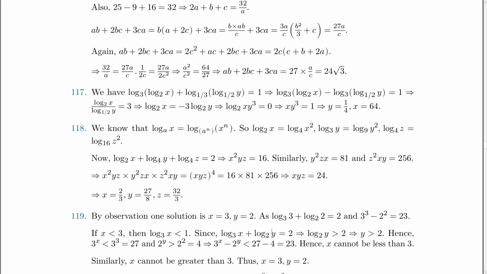Similarly, we can prove that x cannot be greater than 3, because if you put x greater than 3, then y will automatically become less than 2. And that means 3 to the power x minus 2 to the power y will be greater than 23. So x cannot be greater than 3. Therefore, the only solution, which we derived by observation, is x is equal to 3 and y is equal to 2.